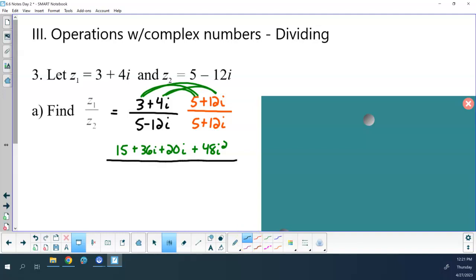Then I got to do the bottom. 5 times 5 is 25. 5 times 12i is 60i. Negative 12i times 5 is negative 60i. Negative 12i times negative 12i is positive 144i squared. What do I know about i squared? It's negative 1. So this is really minus 48, and this is really plus 144.